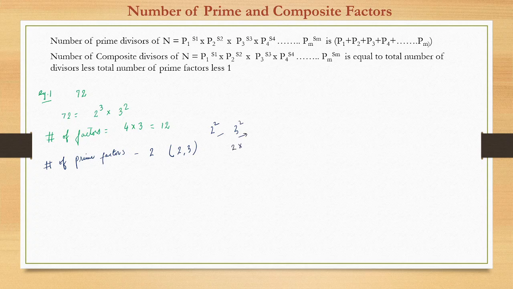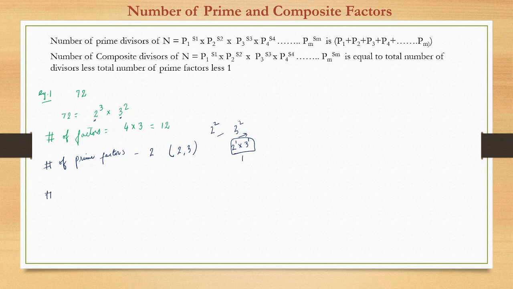If you take 2 raised to power 1 into 3 raised to power 1, that is 6. This is also not a prime number. So only two prime factors would be there for 72, that is only 2 and 3. Others would be composite only.